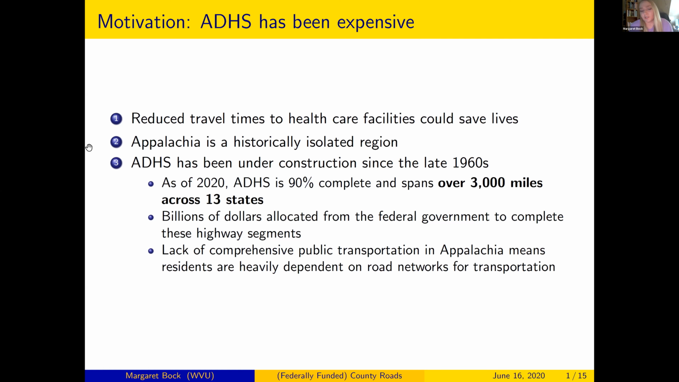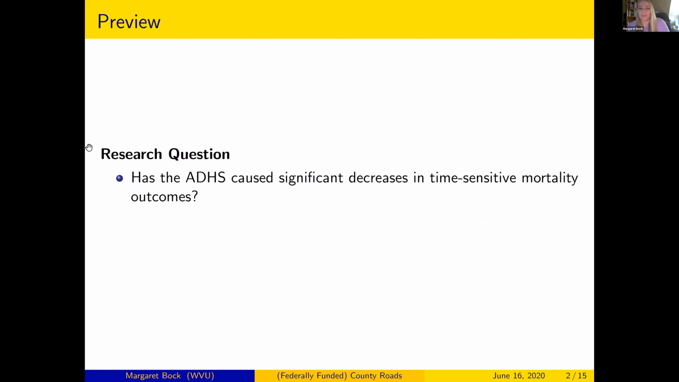And also, on another side note, just due to the lack of comprehensive public transportation in Appalachia, there is a lot of dependence on road networks for people to get around. So relating all of these ideas together, the main research question that I'm going to be attempting to address in this paper is, has the ADHS caused significant decreases in time-sensitive mortality outcomes?